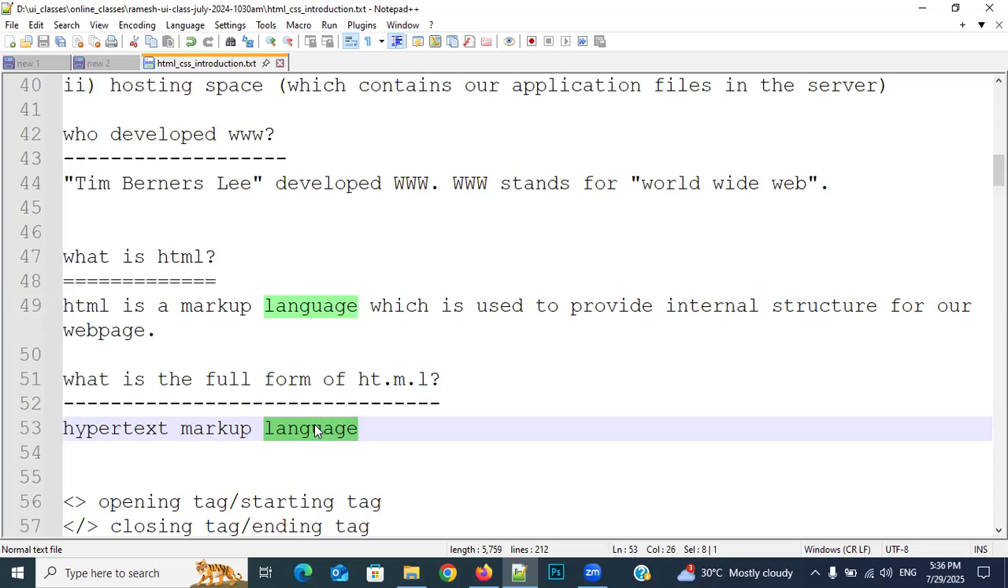In the same way, here also we are calling it a language. Why? Because HTML also communicates with the web browser. How does it communicate with the web browser? Very simple: by using some predefined keywords. Those particular keywords belong to HTML only.